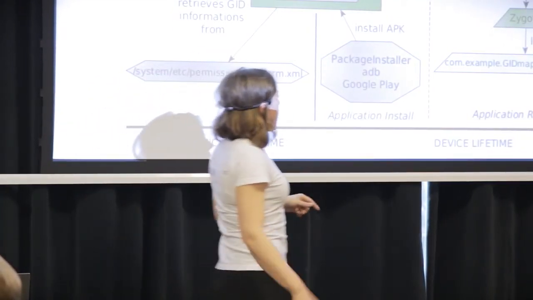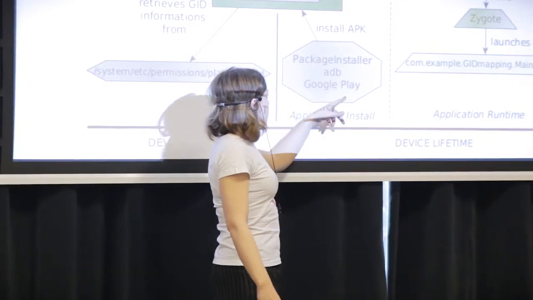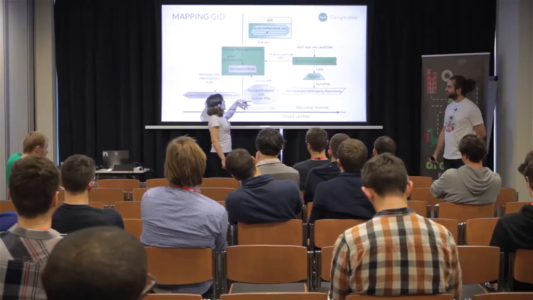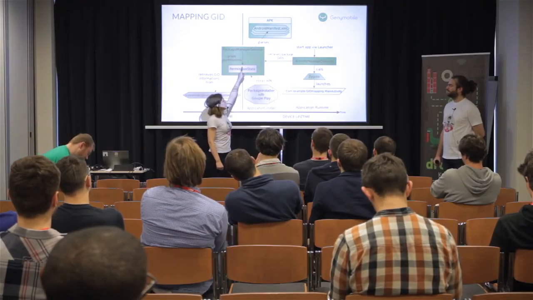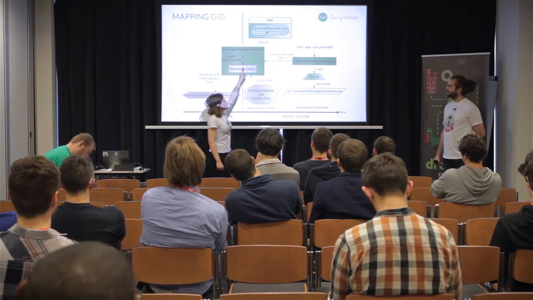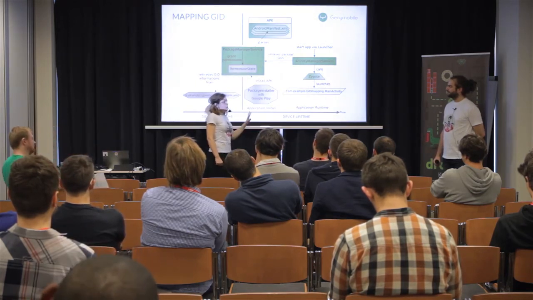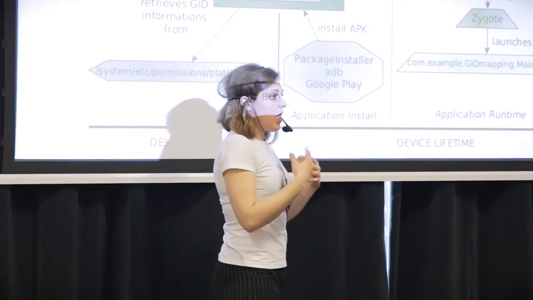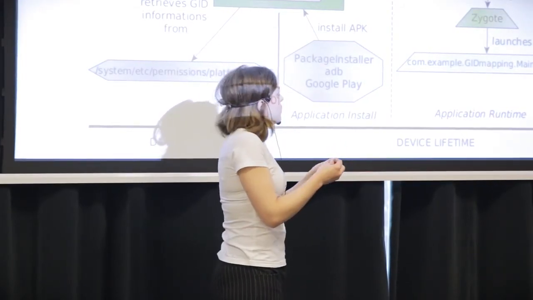And when you're installing your application using Google Play or ADB, what happens is the system parses the APK and the Android manifest in the APK. Okay, I know what permission is used in the application. I know that this permission is using the GID, but how do you link everything together?